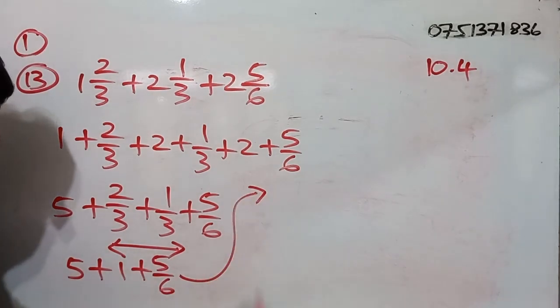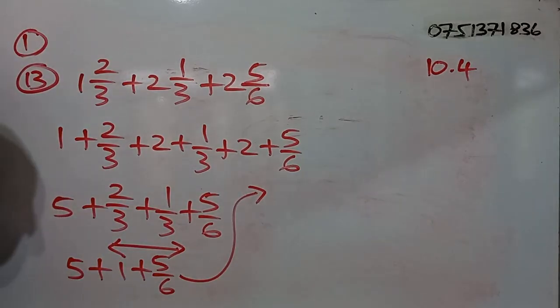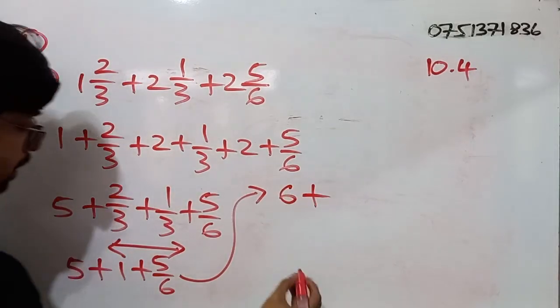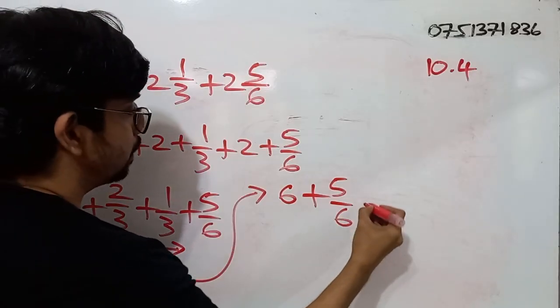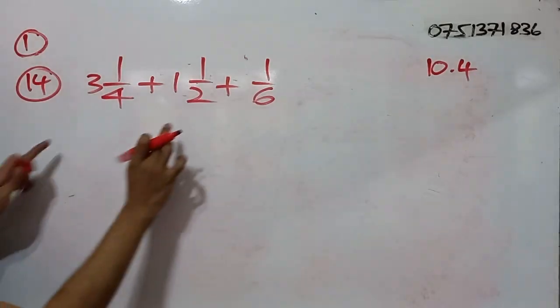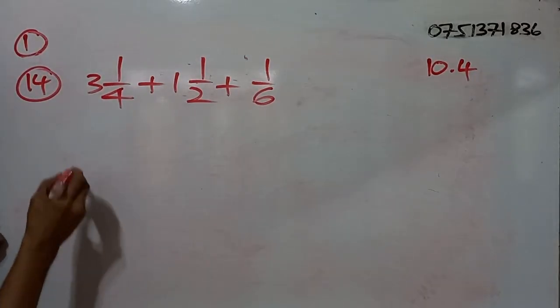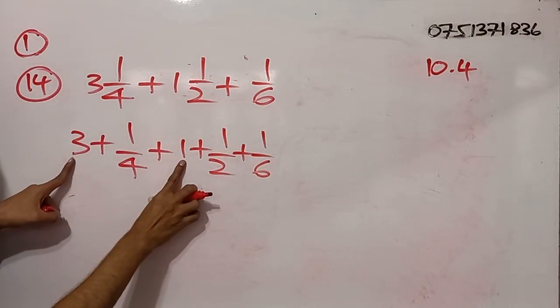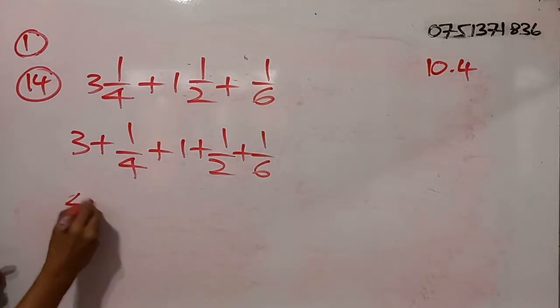I will continue on this side. 5 plus 1 means what? 6. 6 plus 5 by 6. What will it be? 6 and 5 by 6. That's the answer. So we will rewrite these two fractions. Now we can add these two whole numbers. So 3 plus 1, it will be 4.